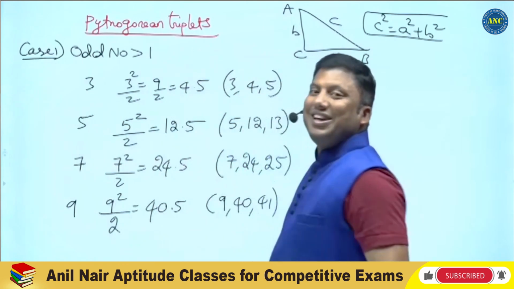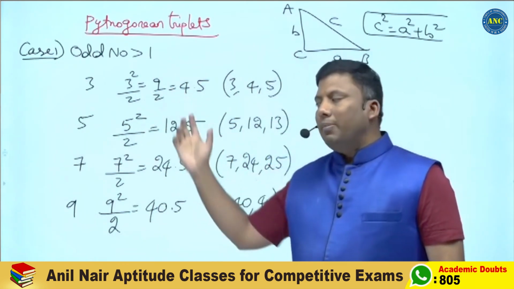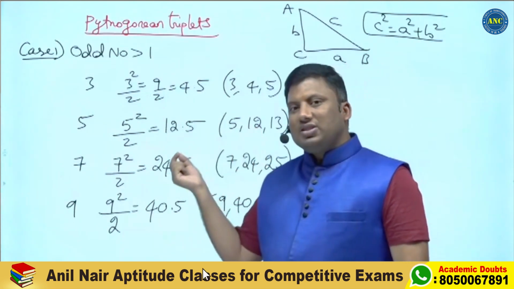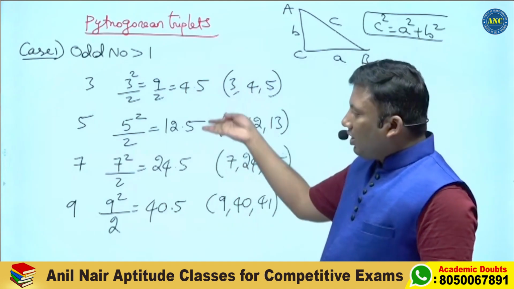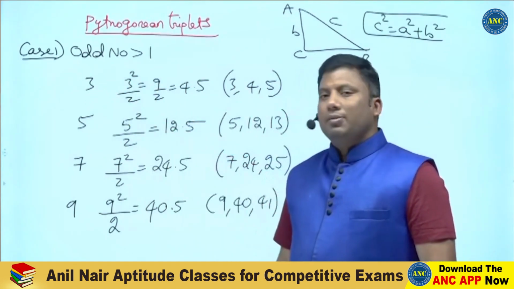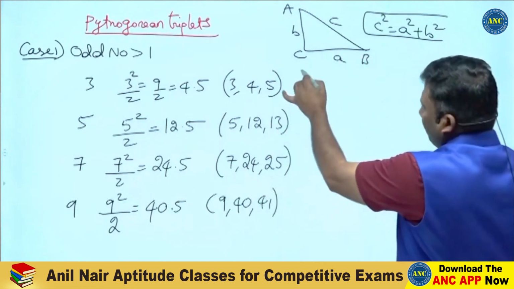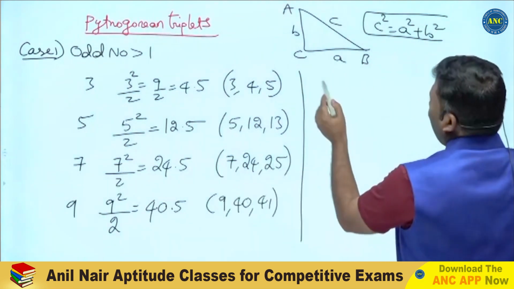Very, very easy way to determine: if the lowest side is an odd number greater than 1, you can find out the Pythagorean triplets by squaring the lowest odd number, dividing by 2, plus or minus 0.5. This is case 1. Sir, what if it is an even number?